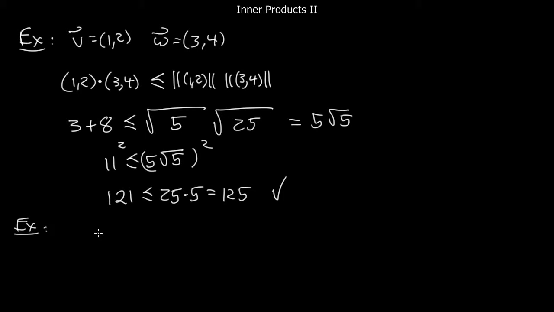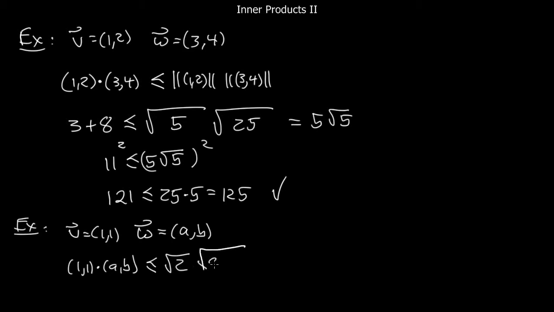Here's another example, again in R2. Let's specialize just like the previous example. Take v to be (1, 1) and w to be any vector (a, b). Then I'm claiming that the dot product of (1, 1) and (a, b) is less than or equal to the square root of 2 times the square root of a squared plus b squared. And the left-hand side is a plus b.